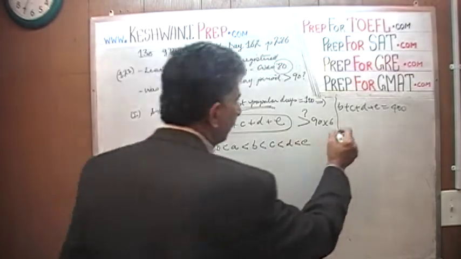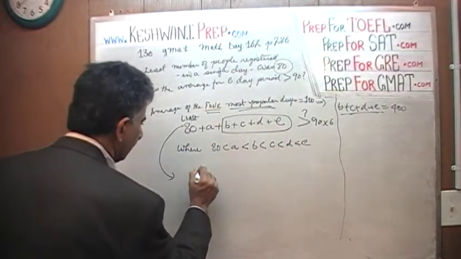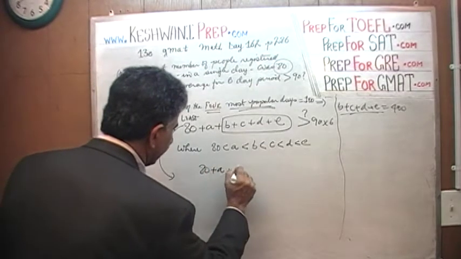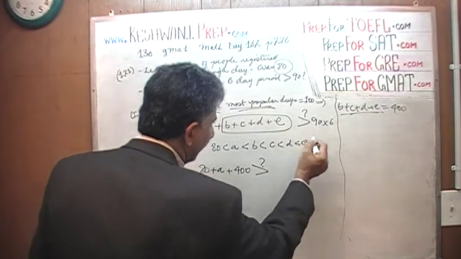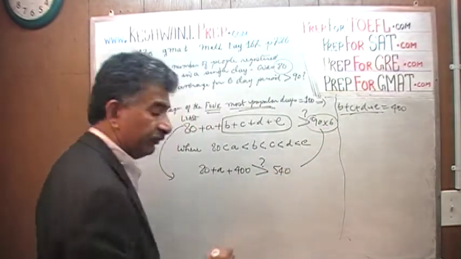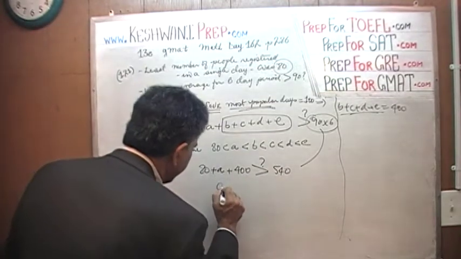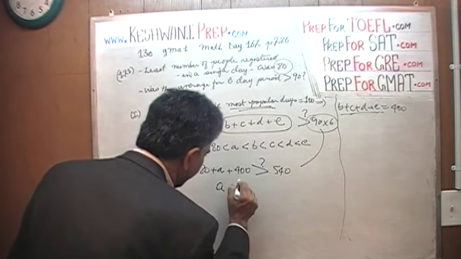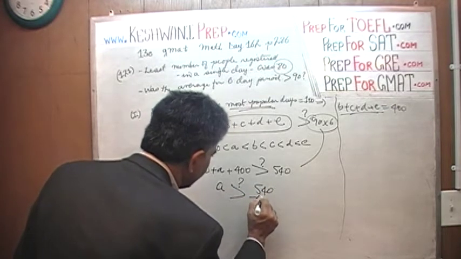So we just found out that B plus C plus D plus E is 400. We're going to put it in here. So 80 plus A plus 400. Question is, is this more than 90 times 6? And 90 times 6 we know is 540. Subtract 480 from both sides. So the question now is, is A greater than 540 minus 480?